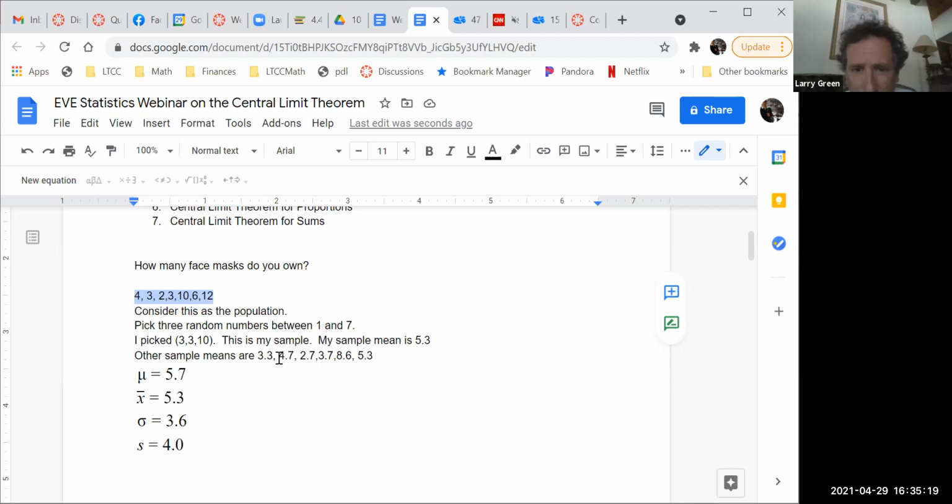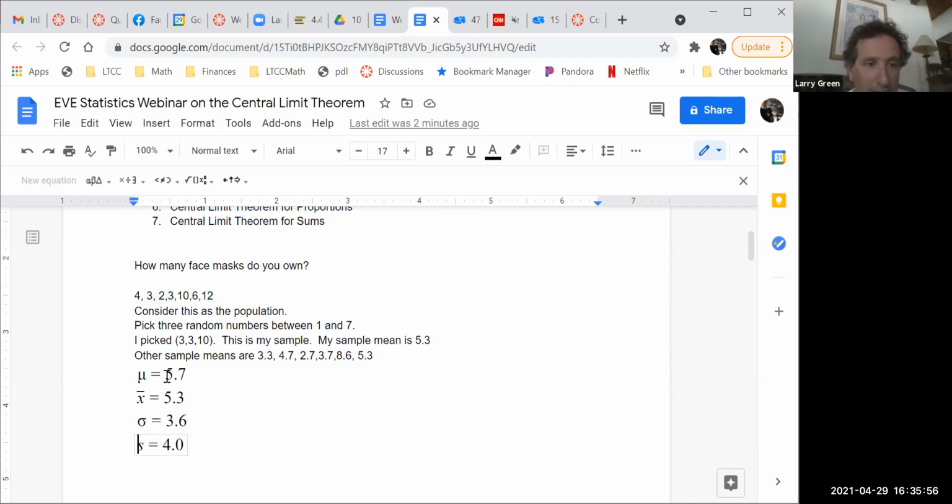I thought the O thing was standard deviation. I'm not sure what O is. Sigma. So you thought the sigma was standard deviation. Okay, so let me explain what these are. Sigma is the standard deviation of the whole population. So the standard deviation of 4, 3, 2, 3, 10, 6, 12, that's the entire population of all of us. That is, sigma is 3.6.